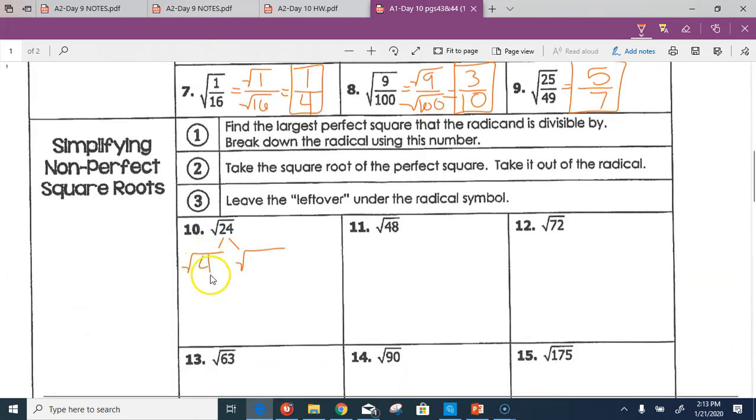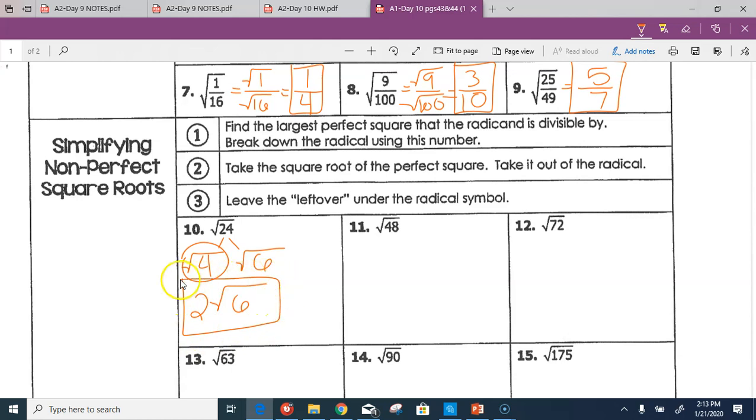So the square root of 4 times the square root of 6, because 6 times 4 is 24. The square root of 4 is 2. The square root of 6 is just the square root of 6 because it's not a perfect square. So I get 2 square roots of 6.